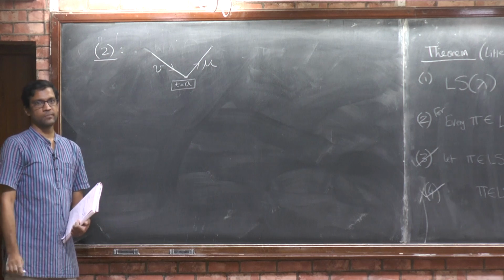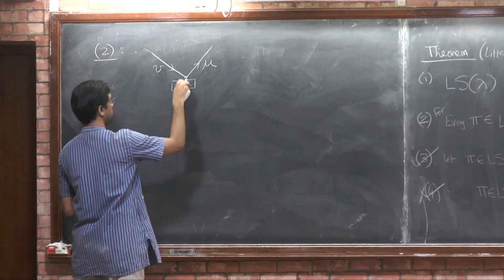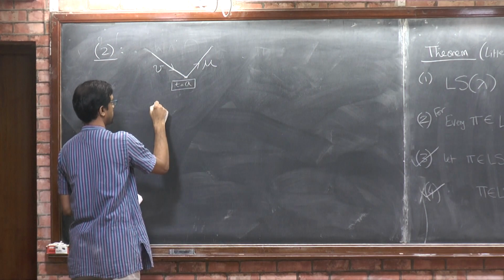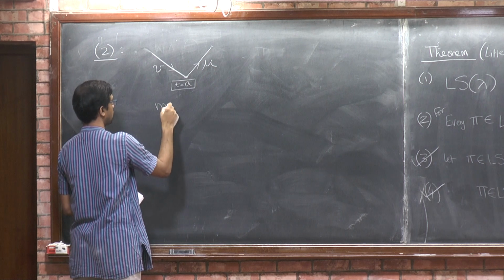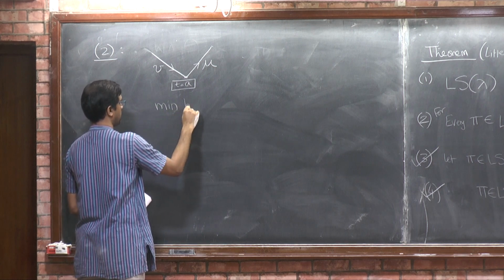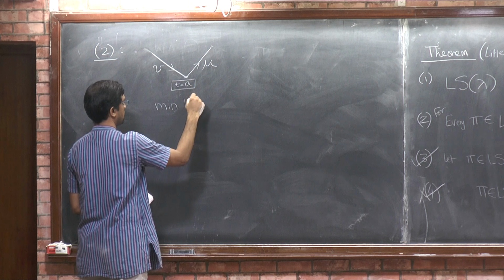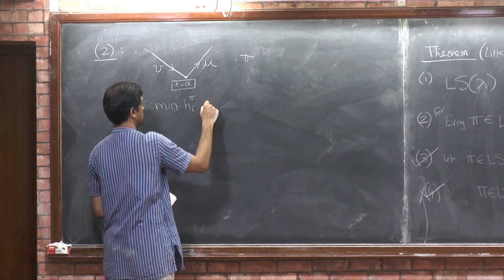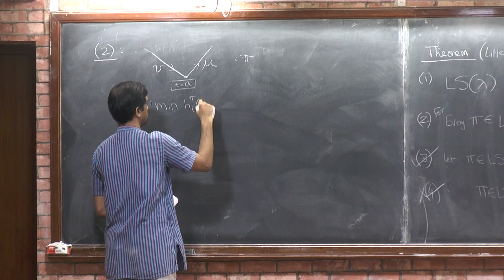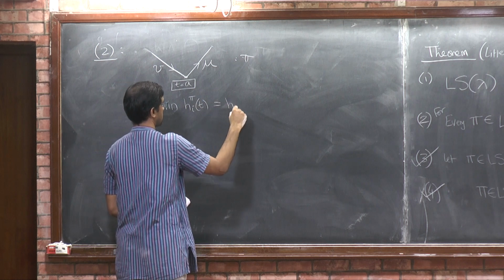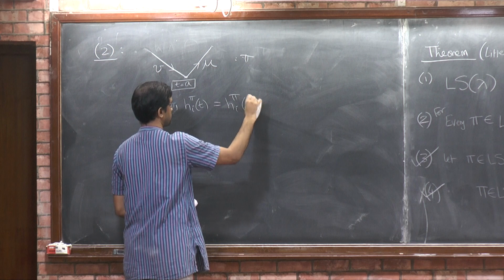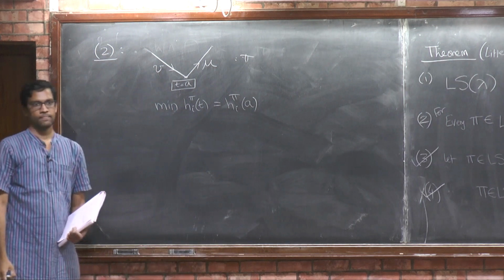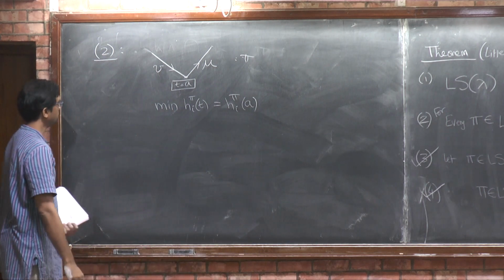Okay, just a 2-segmented path, and suppose the minimum is attained there. So let's say that the minimum value of hi pi, so this is what pi looks like, the path, is attained at that point A. Okay, so the minimum is attained there.